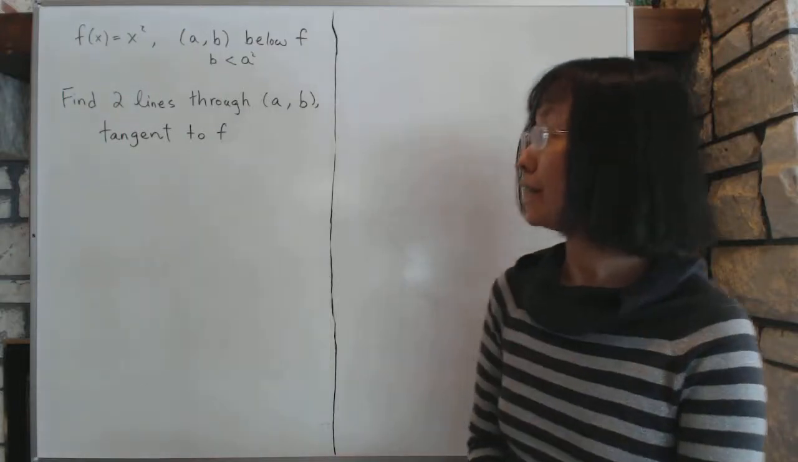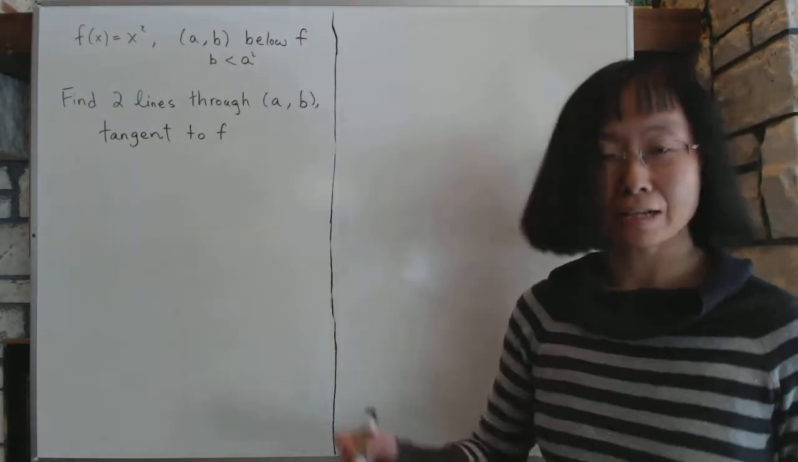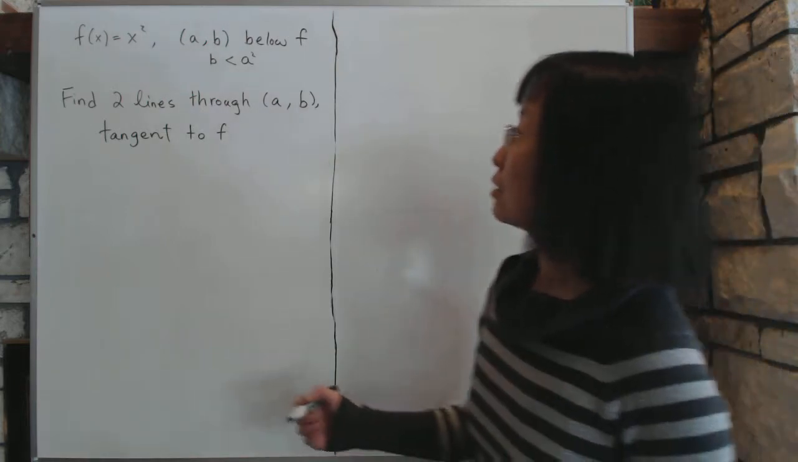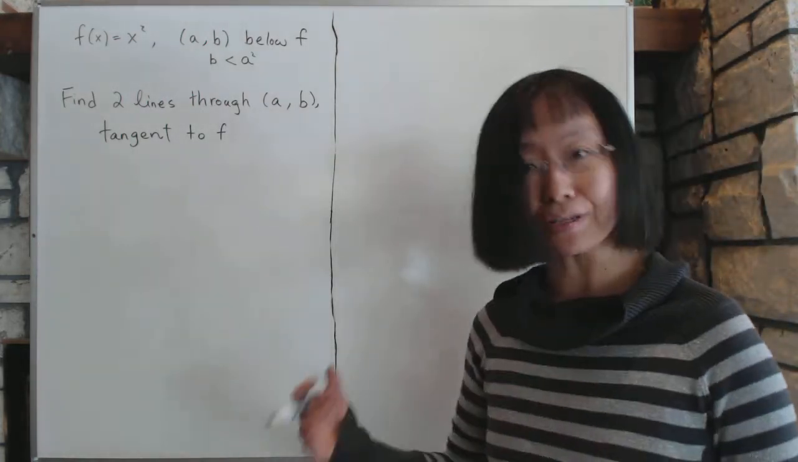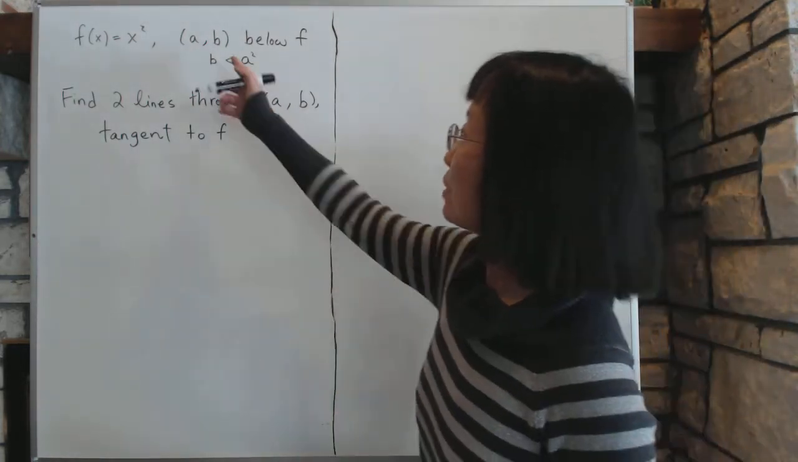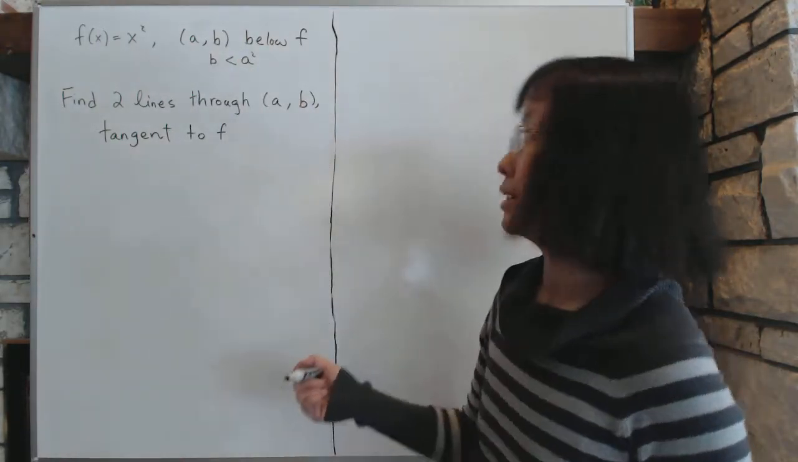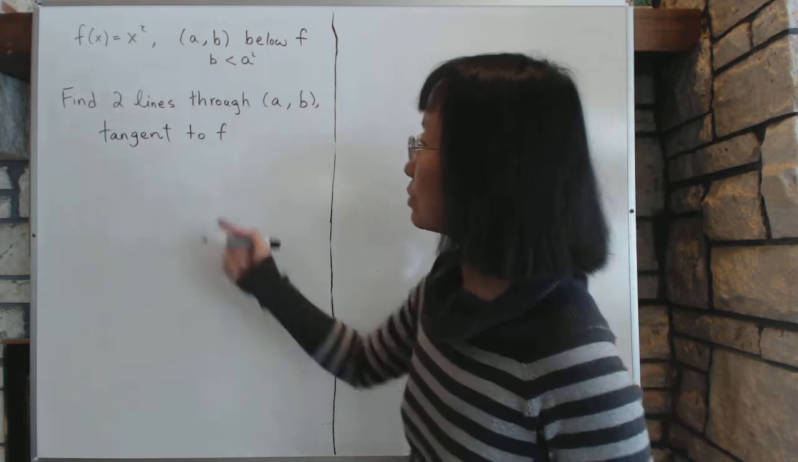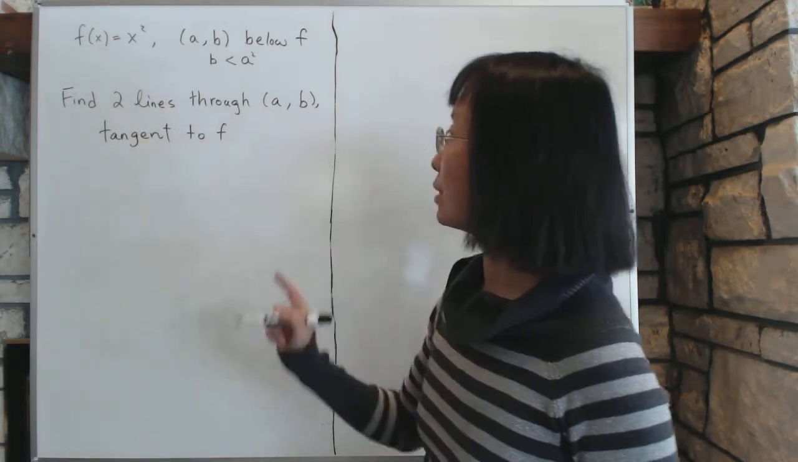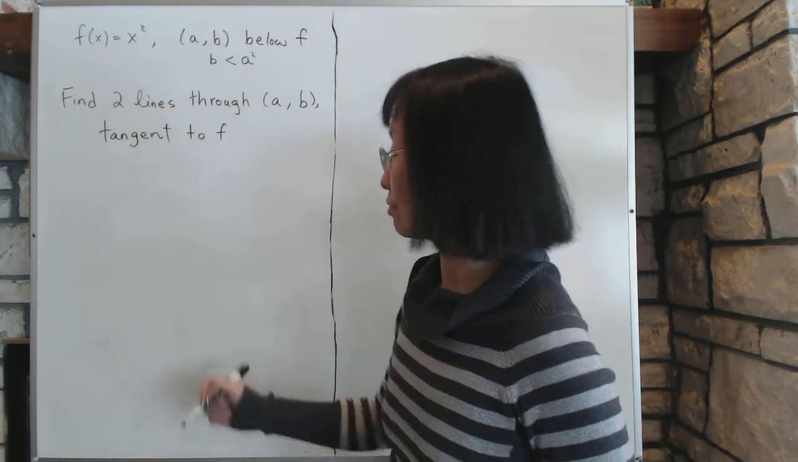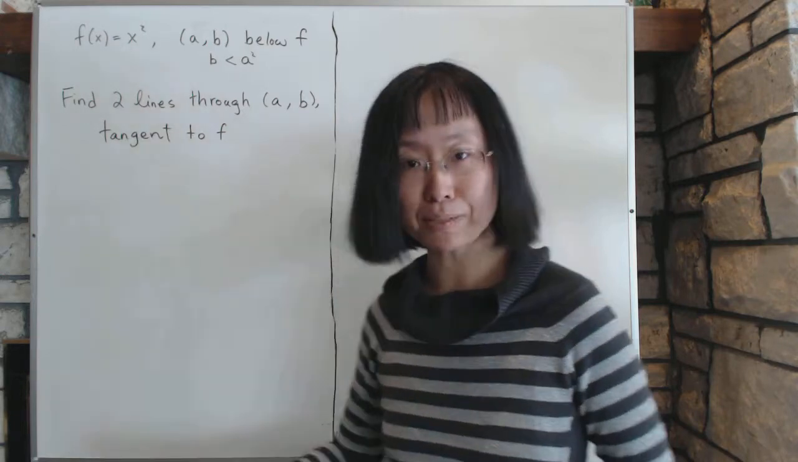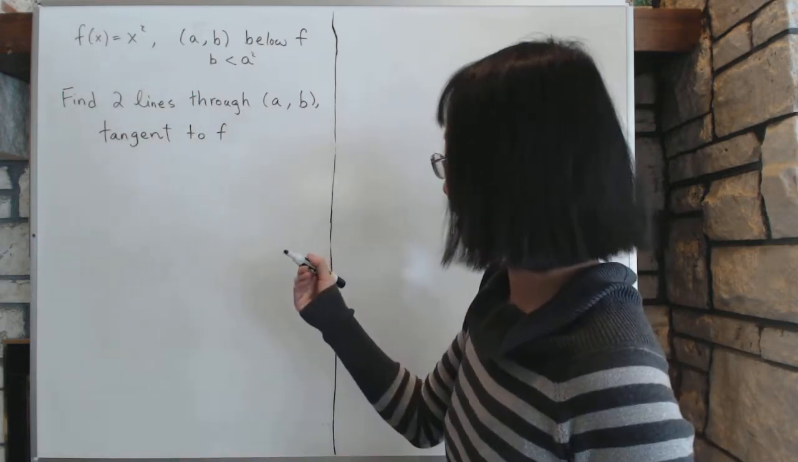Section 3.1 Tangents. We're going to do a problem on tangents. The problem states that f(x) equals x squared, and (a, b) is a point that's below the graph of f. In other words, b has to be less than a squared. Now we're supposed to find the two lines through (a, b) that are tangent to f. Now in calculus, lines always mean straight lines. We don't care about any other kind.